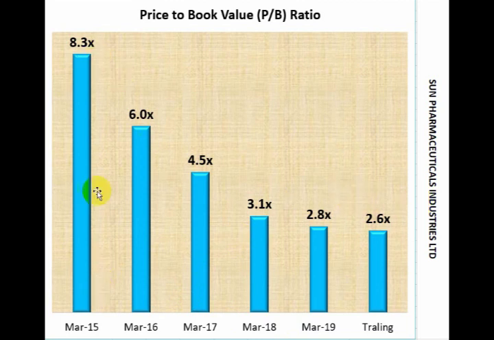We can see March 15 it was quite high at 8.3 times, meaning the price was very expensive compared to its actual value, which has now declined in March 19 to 2.8, and the current 12 months PB ratio is around 2.6, which is still higher than my benchmark. So basically what we are doing is comparing the actual value as per the company's records with the value of the share in the market.